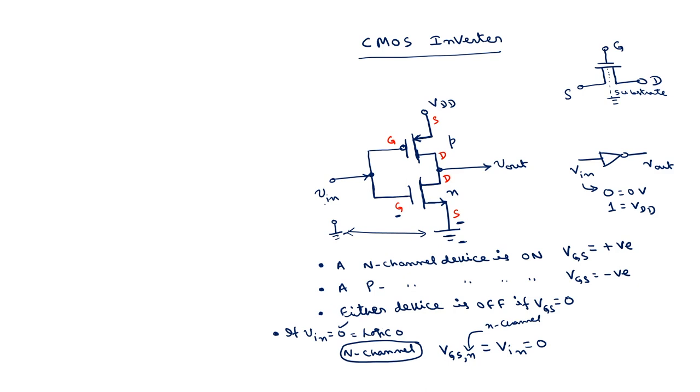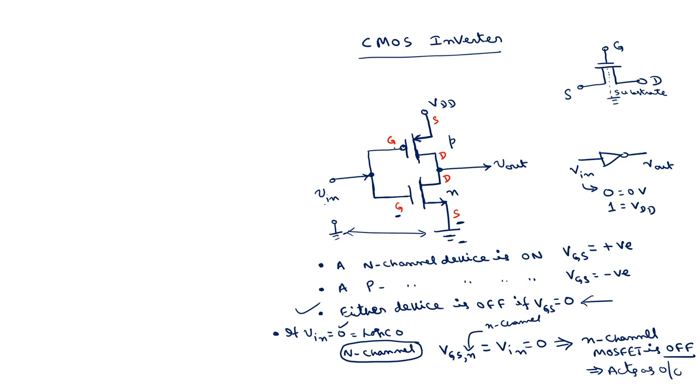If Vgs is 0, this implies N channel MOSFET is off. Ideally, it will act as open circuit. Then what happens to P channel? So, what is VGS of P channel? If I know this VGS, I can find out whether this device is on or off.